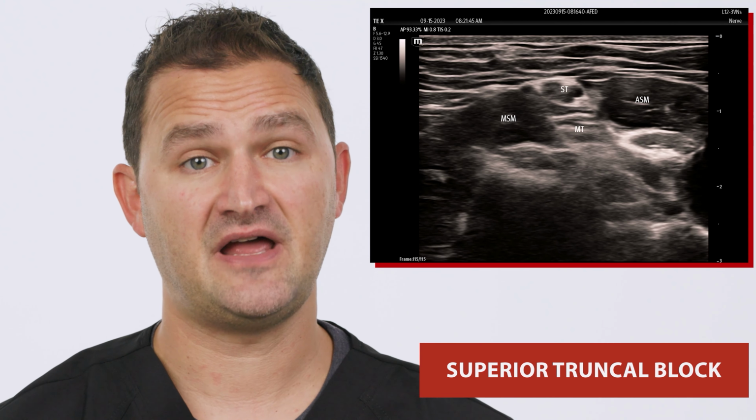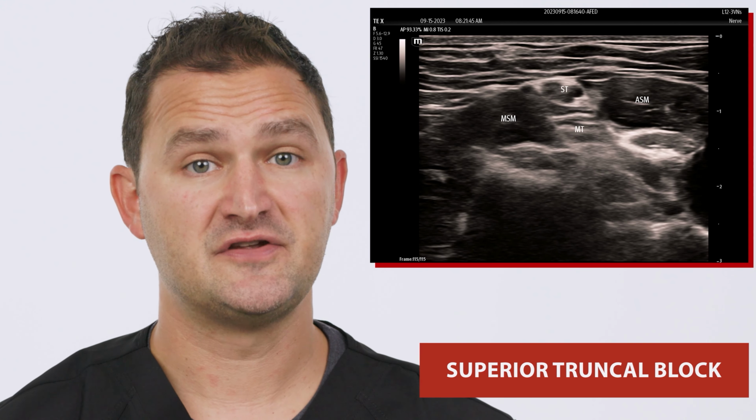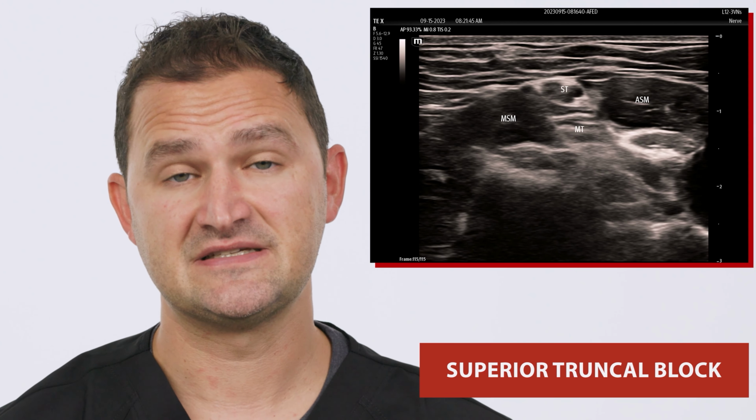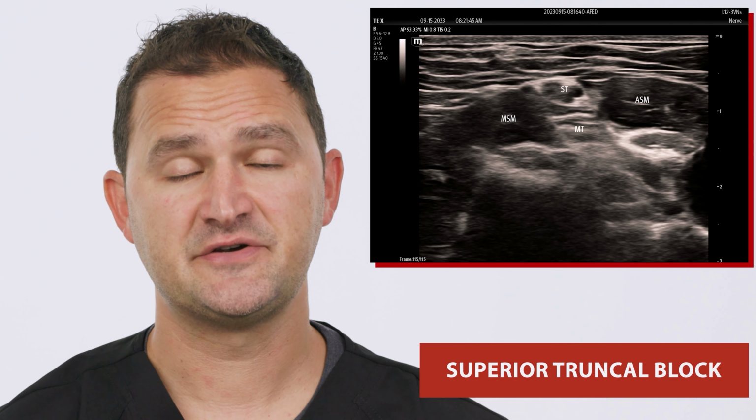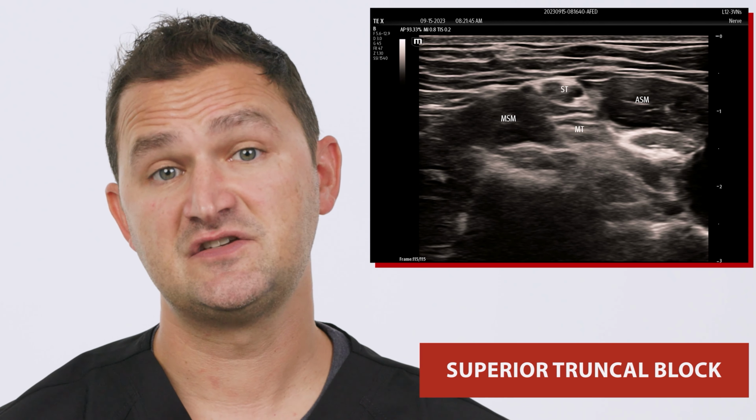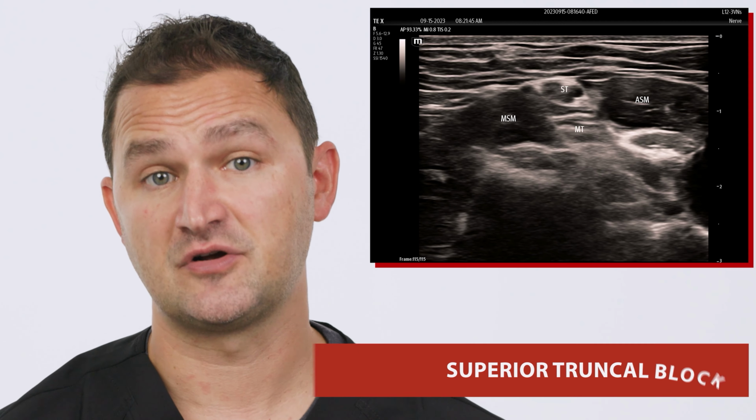Then moving cephalad, you will follow the superior part of the brachial plexus until you see the superior trunk form between the anterior and middle scalene muscles. This is where you will perform a superior trunk block.